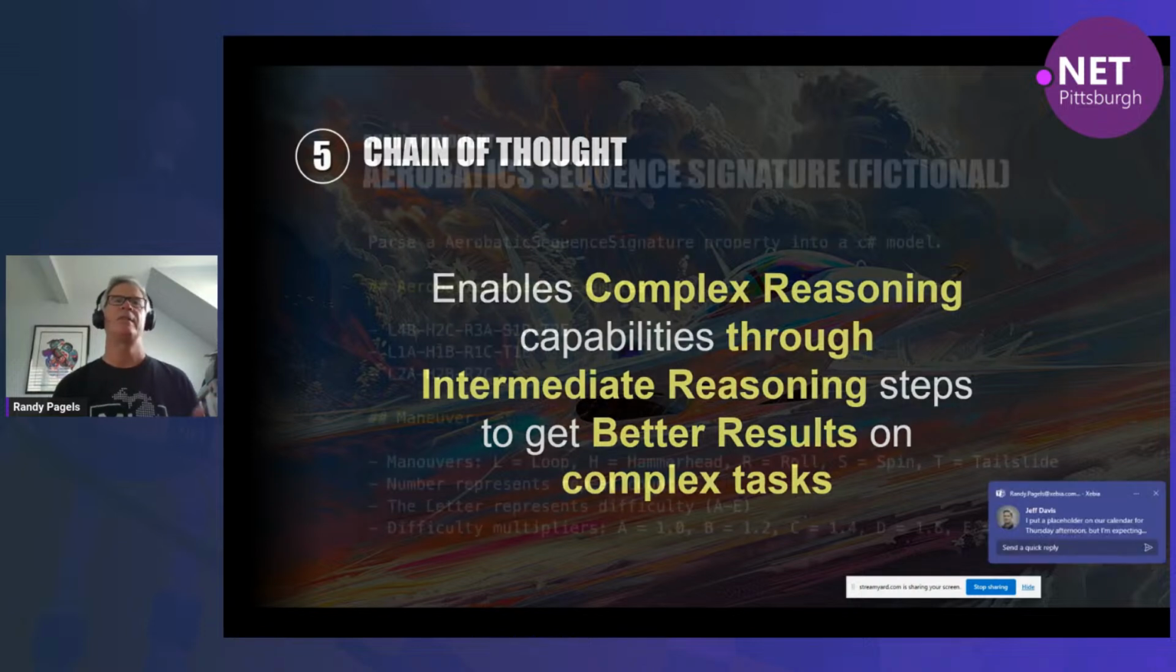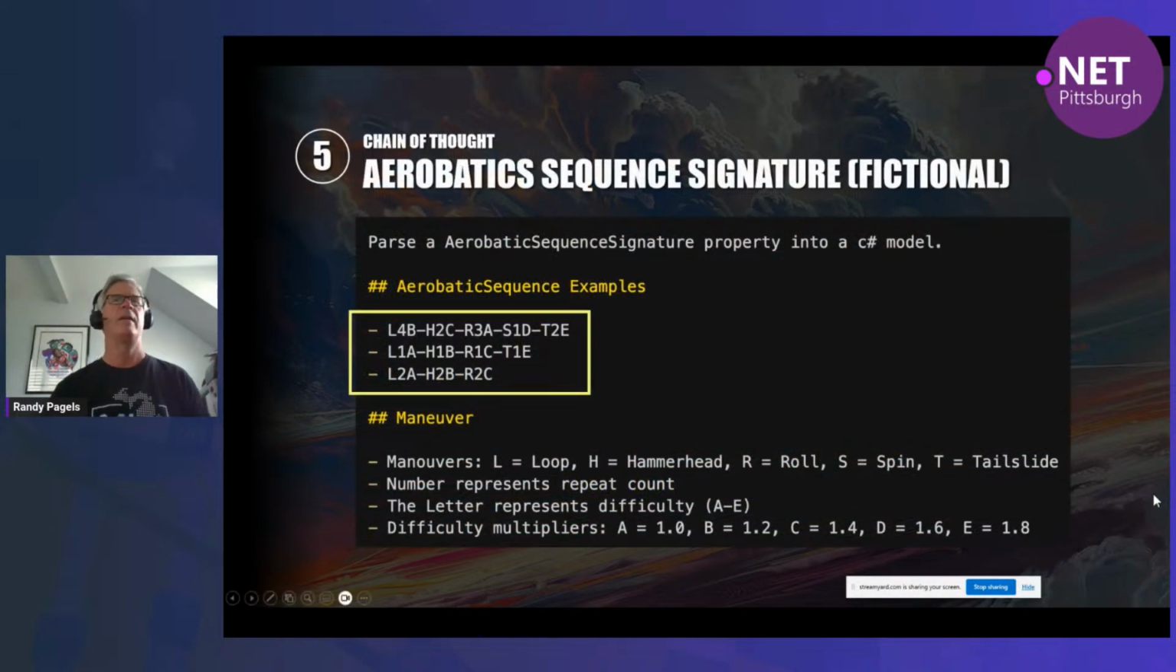So let me give you an example. In this example of our aviation aerodynamics, let's say we have an aerodynamic sequence that the Wright Brothers flew. Let's just say, pretend for a minute. The very top of the prompt is parse an aerobatic sequence signature property into a C# model. I'm giving Copilot these hashtag aerobatic sequence examples. So here's some examples of letters, numbers, and hyphens that mean something we don't know. They're encoded, right? I'm explaining to Copilot what the maneuver looks like. Maneuvers are, an L stands for loop, an H is a hammerhead, an R roll, S is a spin, tail spin. And then I'm giving Copilot some specific bulleted instructions. The number represents the count, the letter represents the difficulty, and so forth and so on.